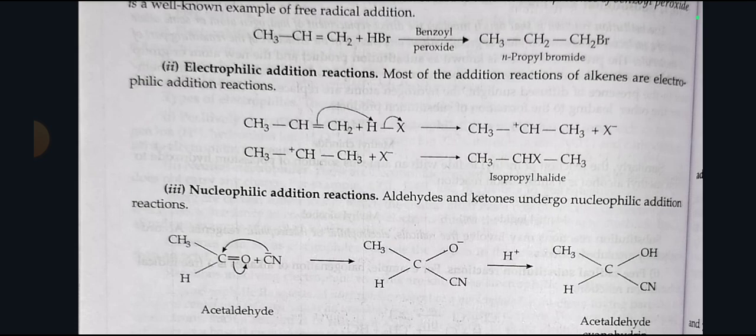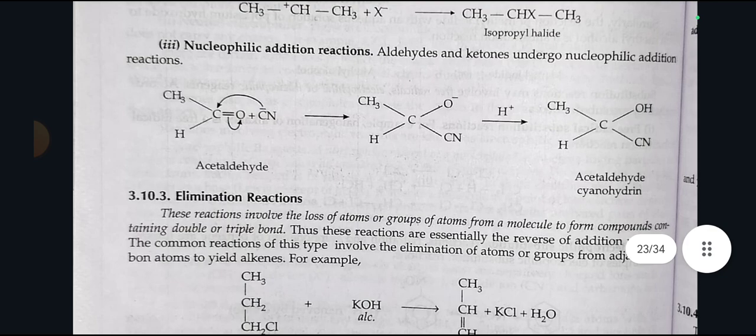Second, electrophilic addition reactions. Most of the addition reactions of alkenes are electrophilic addition reactions. CH3CH=CH2 plus HX gives CH3CH+CH3 plus X-. CH3CH+CH3 plus X- gives CH3CHXCH3, isopropyl halide.